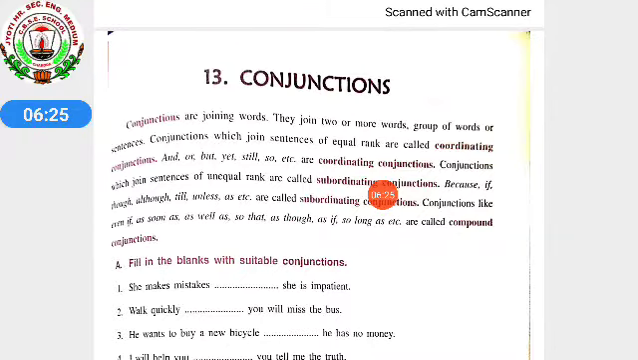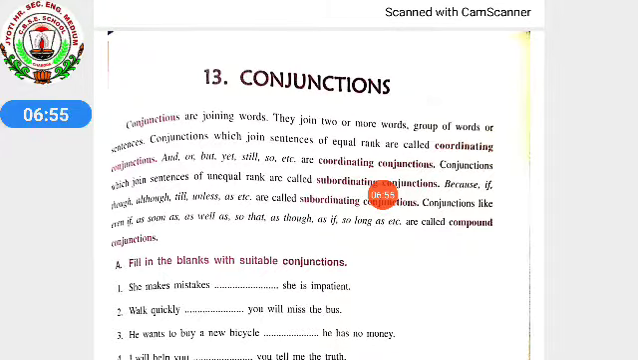Conjunctions are joining words. They join two or more words, groups of words or sentences. Conjunctions which join sentences of equal rank. Equal rank, I told you, both are equal. Both the phrases or both the words in the sentence have equal importance. Those of equal rank are called coordinating conjunctions. Examples: and, or, but, yet, still, so, etc.